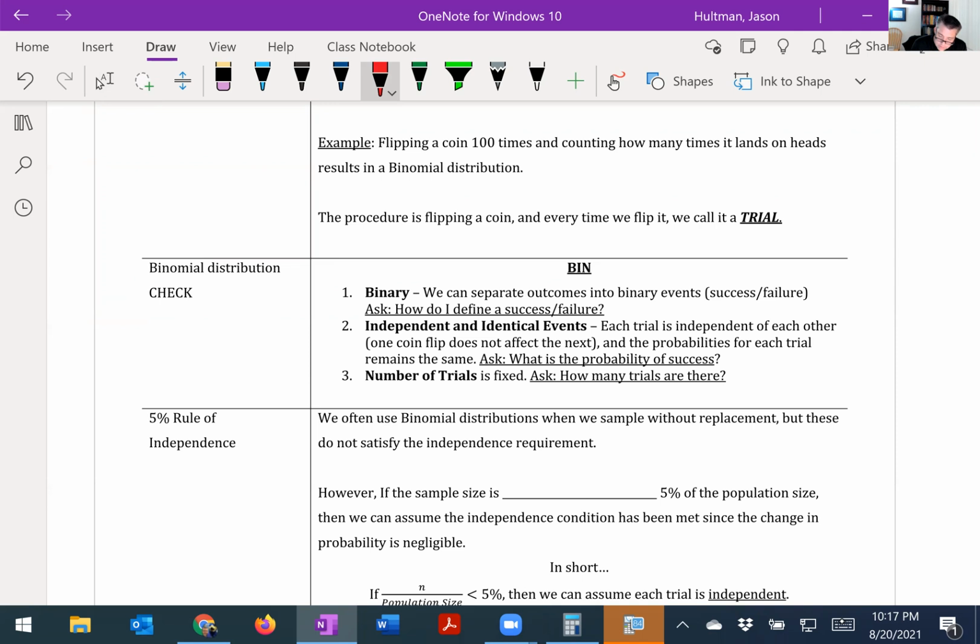Do I have independent and identical events? Each trial is independent of each other. One trial does not affect the other. Rolling a die, flipping a coin, they're all independent. And then the number of trials is fixed, meaning that we don't go on forever. There's a set number of trials, a set number of events that happens. You need to ask yourself, how many trials are there?